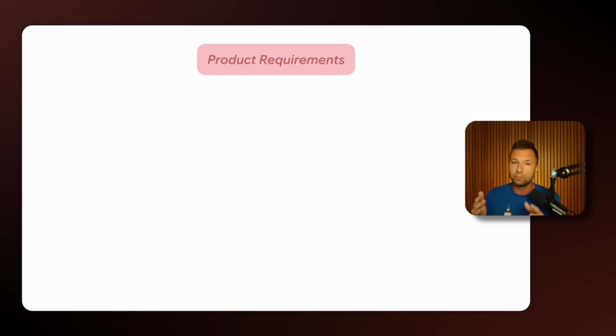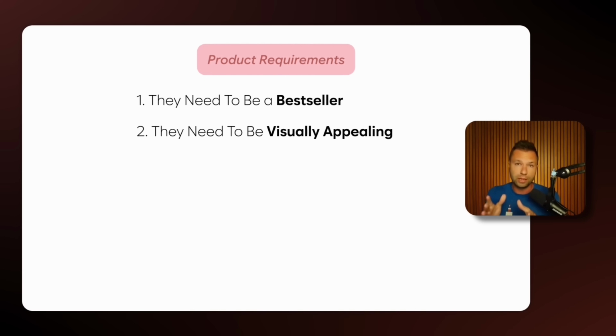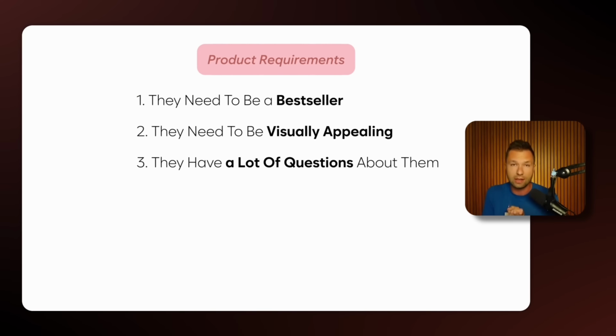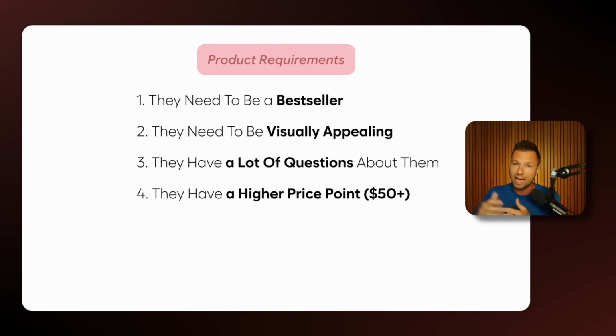Now, when I'm looking for products, I'm looking for a couple different things. One, I'm looking for them to be a bestseller, which I know they are because they're inside of here. The second thing that I'm looking for is something that is visually appealing or something that I know I can make a video or an image about that will capture people's attention. The third criteria that I like to look for is a product that people have a lot of questions about. And I'll show you how to verify if people have a lot of questions about the product or to look at that. And then the fourth thing is I do prefer to promote products that have a higher price point. A lot of times above $50 or more.